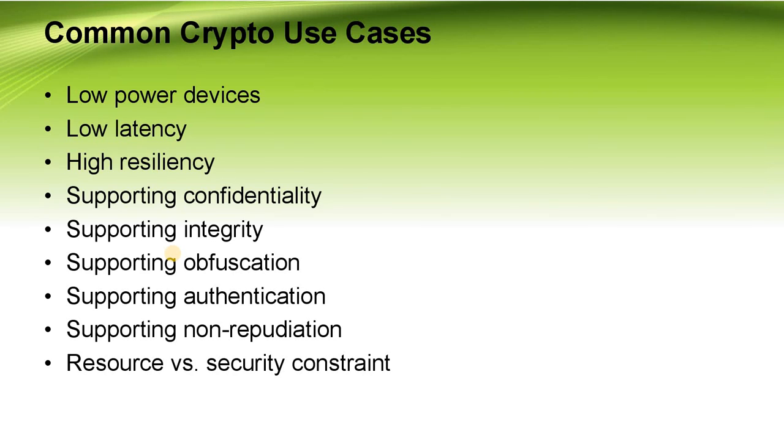Resource versus security constraints. Cryptographic functions require system resources. Using the proper cryptographic functions for a particular functionality is important for both performance and resource reasons. Determining the correct set of security and resource constraints is an essential beginning step when planning a cryptographic implementation.